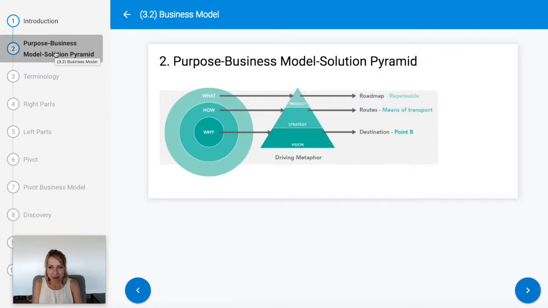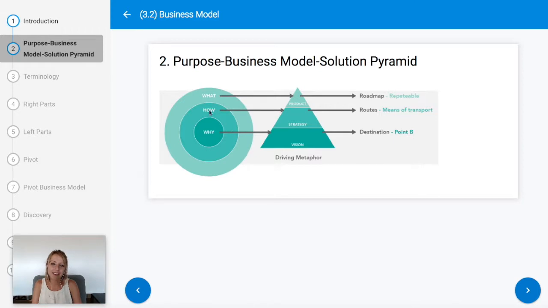Let's continue with this image, a purpose business model solution pyramid. In the center we have the why question. We always have to start with the why question. Why is our vision, our destination. We are now at point A. We want to go to point B. How and why? First of all, why, in terms of the definition of your values and what your vision is going to be, and why you want to go from A to B.